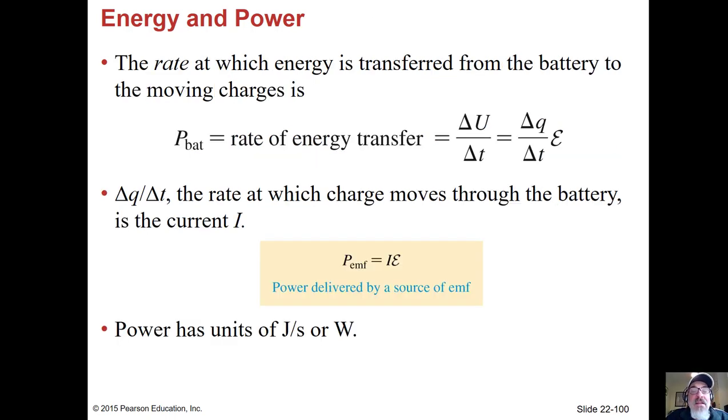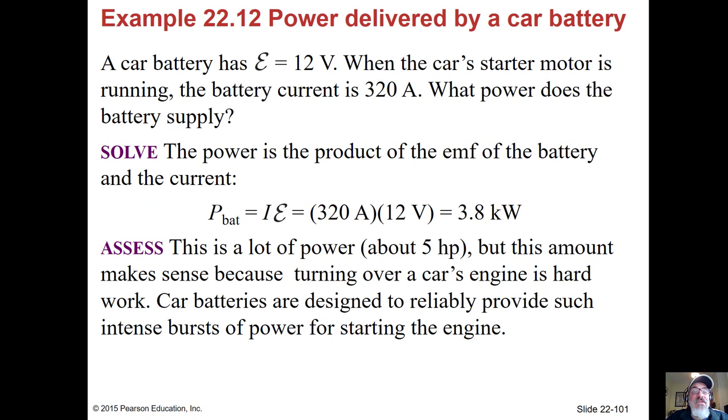Okay, so the power then is, going back to physics 220, the rate of energy transfer. So delta U over delta T, that's power, remember, joules per second. But the energy part is Q times E, right? We saw this from the last slide. And then delta Q over delta T turns out to be the current. So finally, the power of the battery is the current times the voltage. So that's the power delivered by, it says source of EMF. In this case, we're talking about a battery. So joules per second or watts. Okay, good.